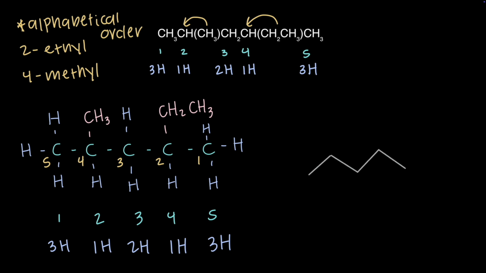I can now draw the skeletal structure. I will start with a 5-carbon parent chain and number the parent chain. I will then put the ethyl at C2 and the methyl at C4.